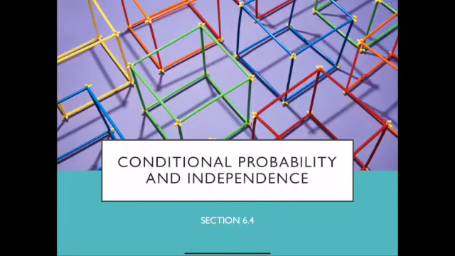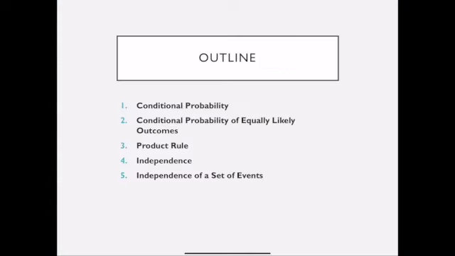Section 6.4 talks about conditional probability and independence, and we're going to talk about what independent events are in just a little bit. So here's an outline of what we're going to cover in this section.